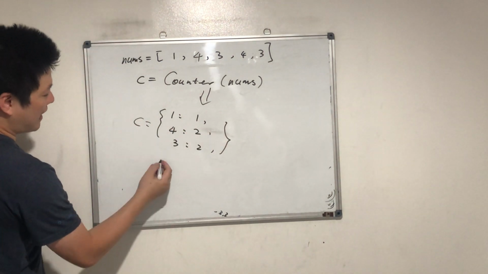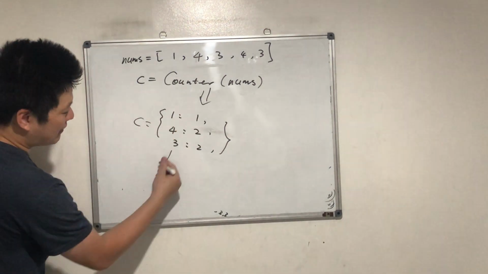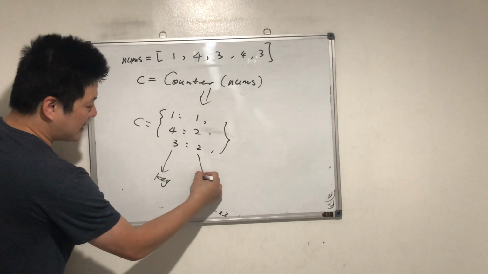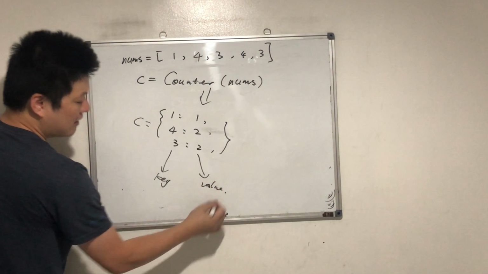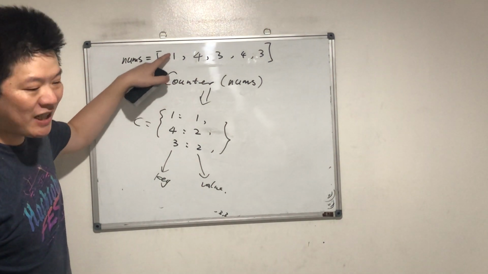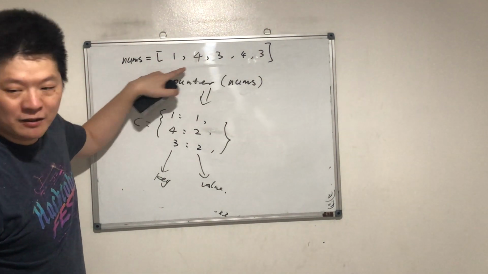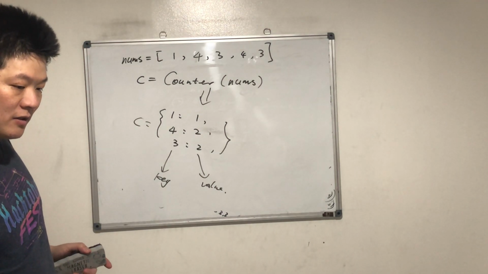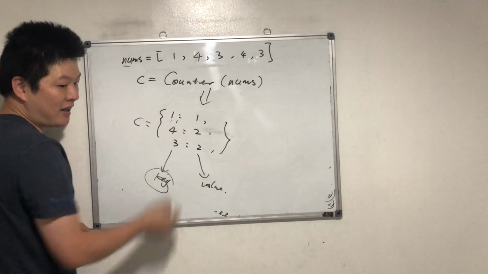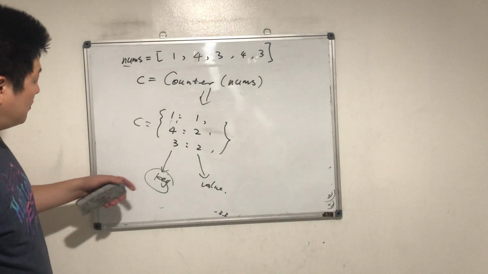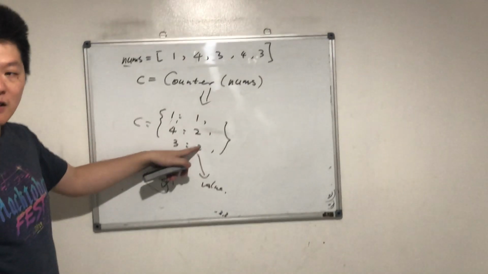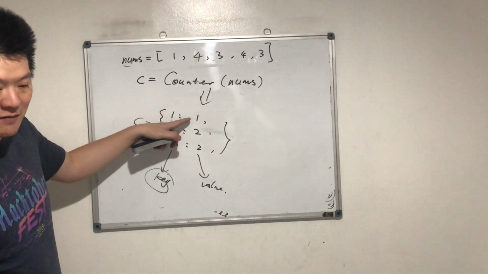Dictionary. C is this. From the left side we call it what? Keys, yeah? This is the key, and this is the value. What's the key? The key is the number, the unique numbers in the array. You said it didn't have to be unique. No, what I'm saying is this key is unique in these, right? 1, 4, 3 is unique here. And the values are the number of times they appear, right?